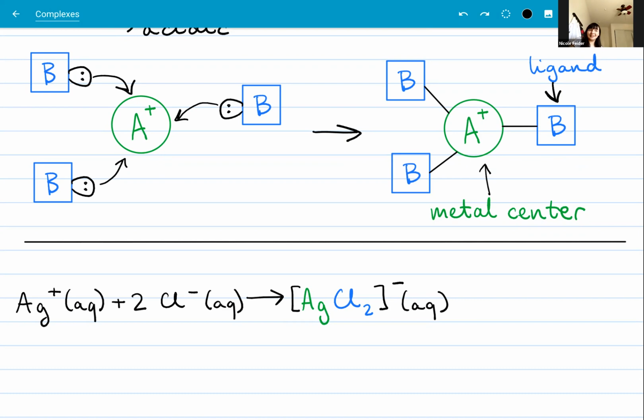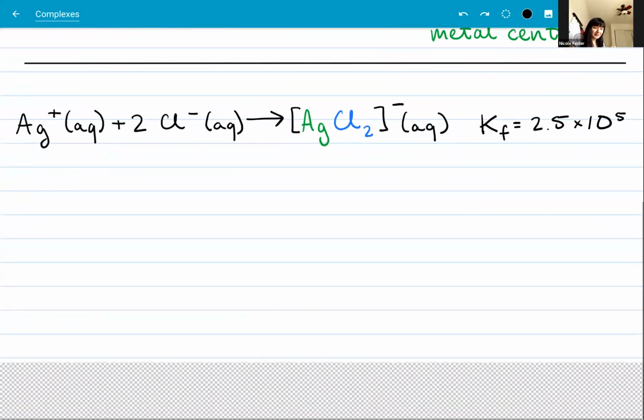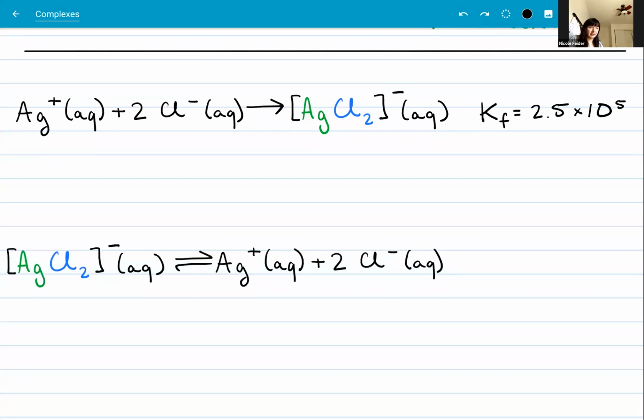Something that's really important to know about coordination complexes is that they are very likely to form in solution, as in the equilibrium of formation, like this one that I drew right here for AgCl2-, has a large equilibrium constant of Kf equal to 2.5 times 10 to the 5th. Now, usually whenever there's a large K constant, I just assume that the reaction goes to completion, hence the forward arrow here. But there will be a small amount of reactant still at equilibrium since that reverse reaction occurs.